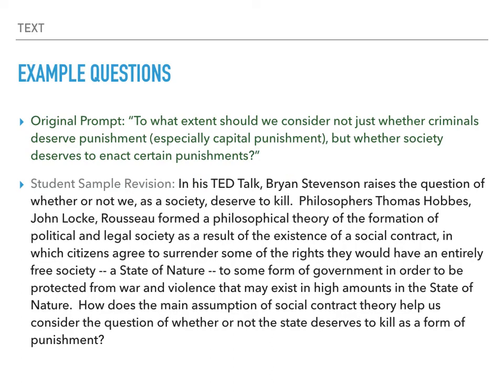So this is a sample student revision of the question. You can see it's actually a lot longer than the original. So this is what my student wrote. In his TED Talk, Bryan Stevenson raises the question of whether or not we, as a society, deserve to kill. Philosophers Thomas Hobbes, John Locke, Rousseau formed a philosophical theory of the formation of the political and legal society as a result of the existence of a social contract, in which citizens agree to surrender some of the rights they would have in an entirely free society, he calls it a state of nature, to some form of government in order to be protected from war and violence that may exist in high amounts in the state of nature.